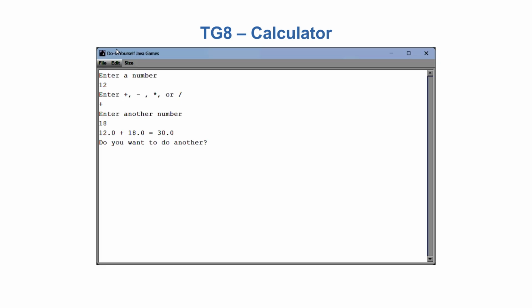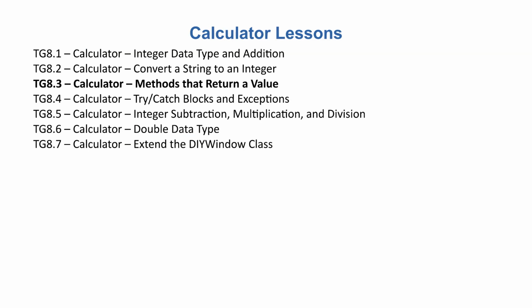In this project, we'll create a simple calculator like this. This is lesson TG8.3, where you'll learn to create a method that returns a value. You've written methods in previous lessons, but you never needed a return value. In these lessons, you'll learn how to write a method that returns a value. Let's start by writing a method to prompt for and return an integer input value.